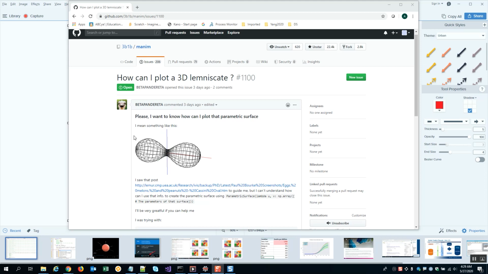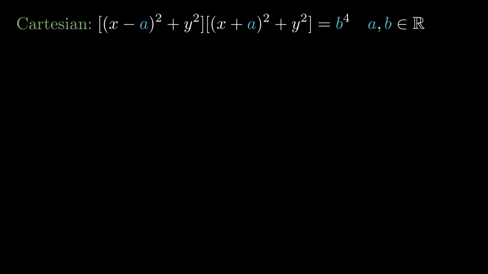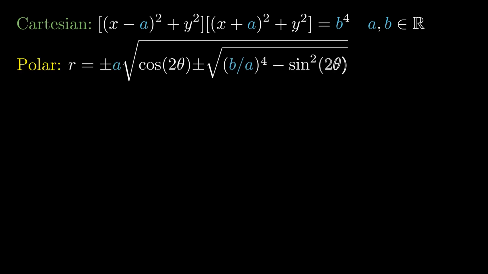To solve this problem, we're going to need a parametric equation. To get that, we'll start out with this Cartesian equation, which you can find scattered everywhere on the internet. Next, we build a polar version of this equation and solve for r. And then finally, we build our own parametric equation for Cassini ovals.